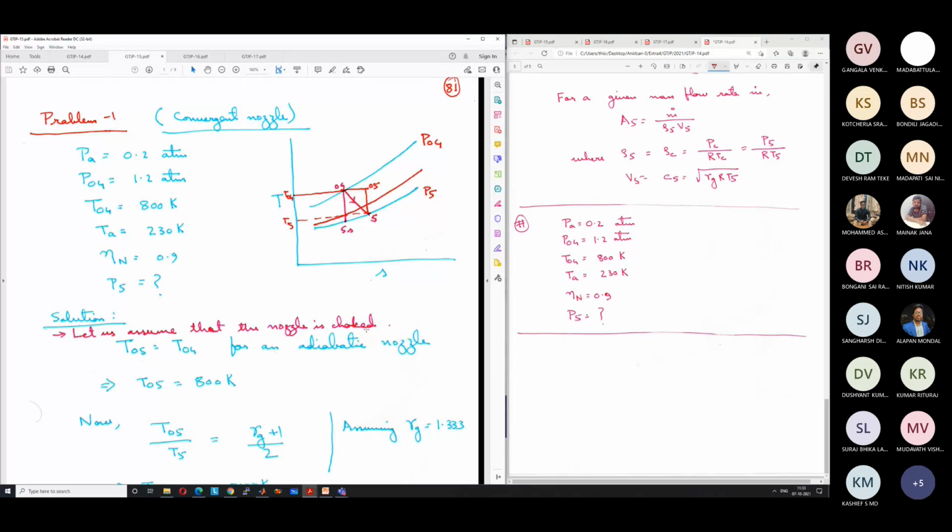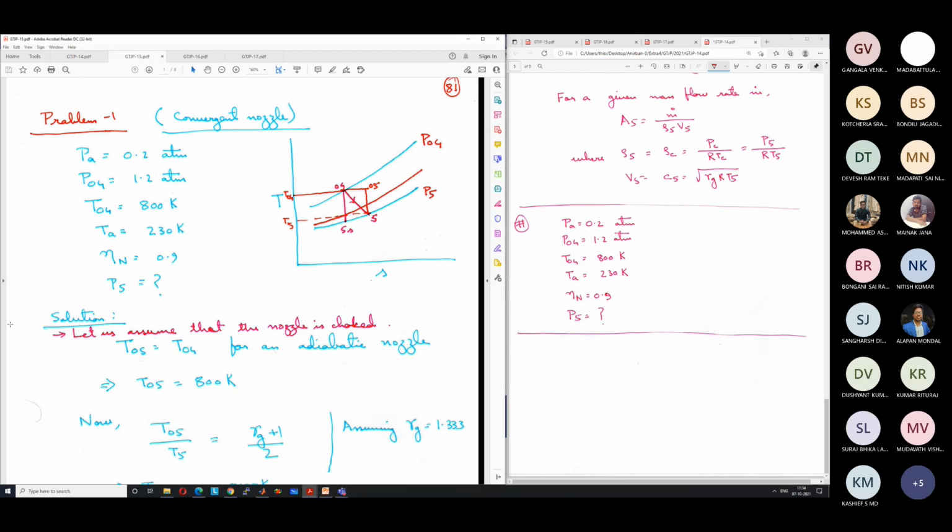How will we decide whether our initial assumption is correct? If P5 comes out as less than PA, our initial assumption is not valid. The nozzle will not be choked because we will not be expanding to P5. We will be expanding to PA, so we will have to recalculate. And if our P5 comes out greater than PA, then our initial assumption is valid that the nozzle is choked, and whatever we calculate will hold true and be the correct value.